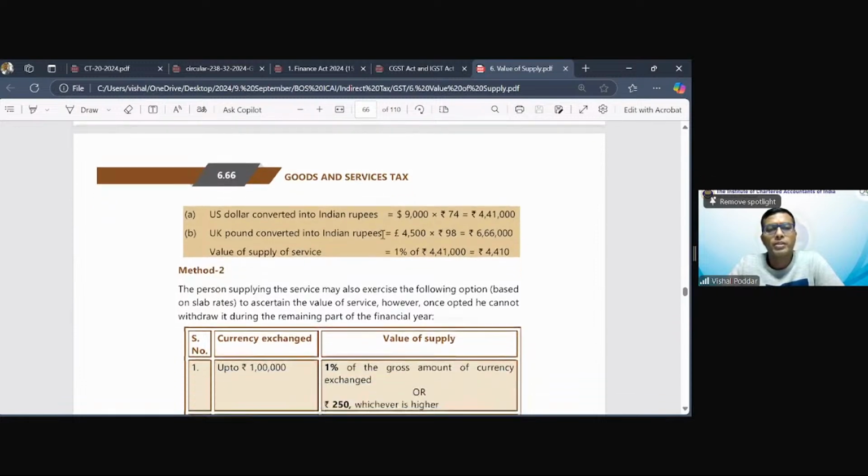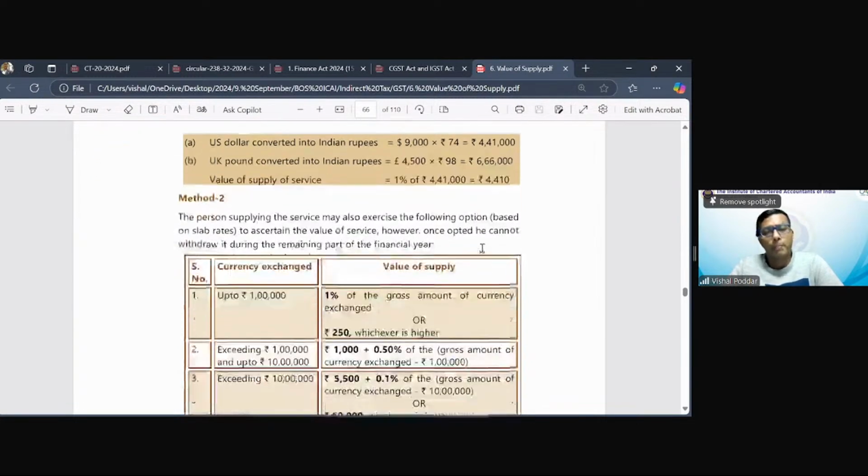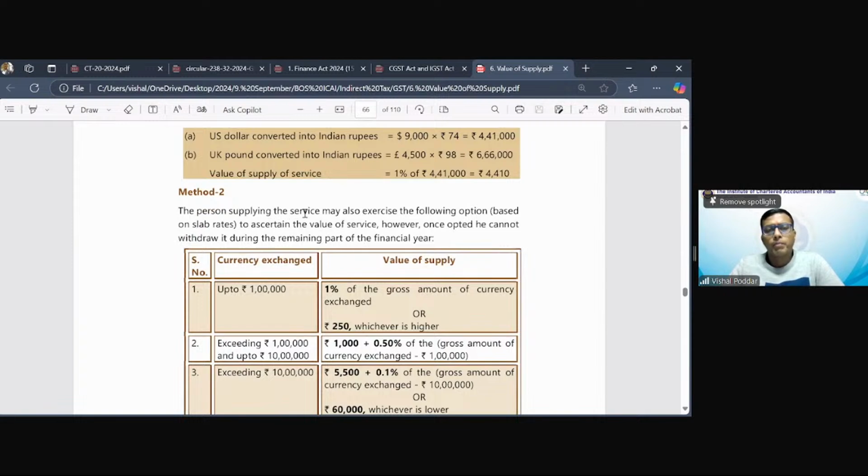So here they have given an example. You have exchanged US dollars with UK pounds. For $9,000, you have got 4,500 pounds. Convert both of them at the exchange rate given. Out of this, whichever is lower, the lower is 441. Take 1% of 441.